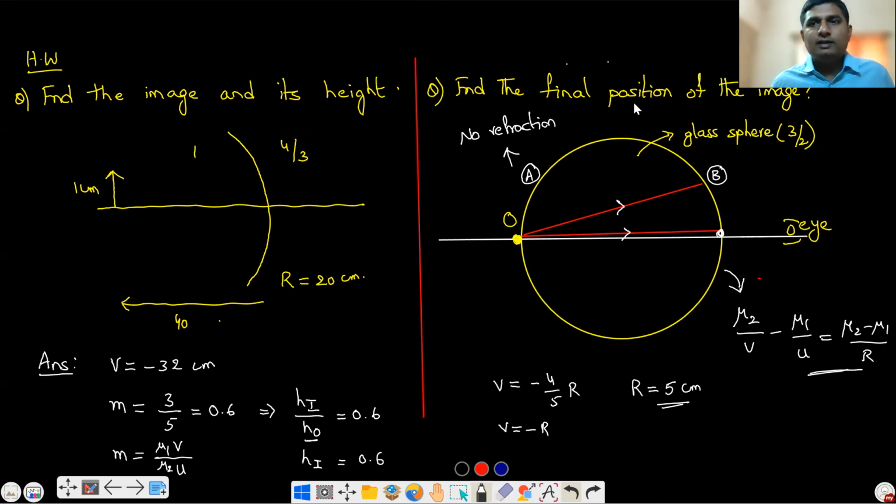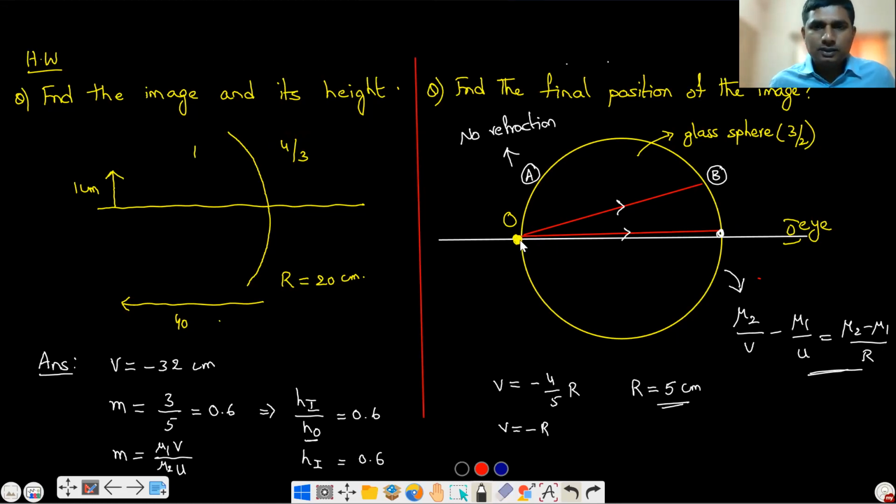Please see here. Find the final position of the image. This is a glass sphere of refractive index 3/2, and the object is placed exactly on the boundary on this side. We are seeing from this side. Finally, this object will be seen. Where will the image of this object be seen?